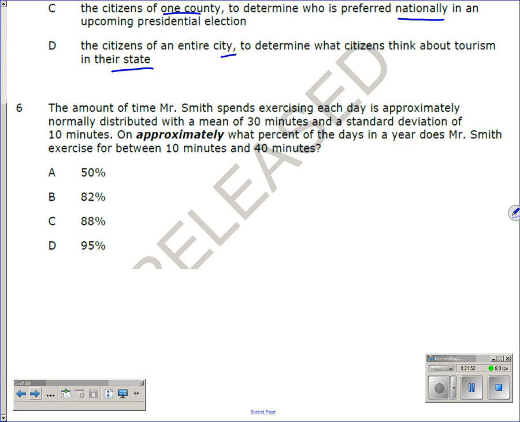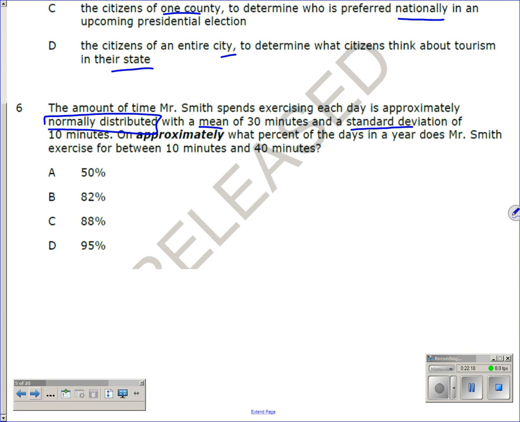The amount of time Mr. Smith spends exercising each day is approximately normally distributed. Key word there, normally distributed. I'm giving you a mean of 30 minutes. I'm giving you a standard deviation of 10 minutes. These are all key words here, people. Approximately what percent of days in a year does Mr. Smith exercise between 10 and 40 minutes?